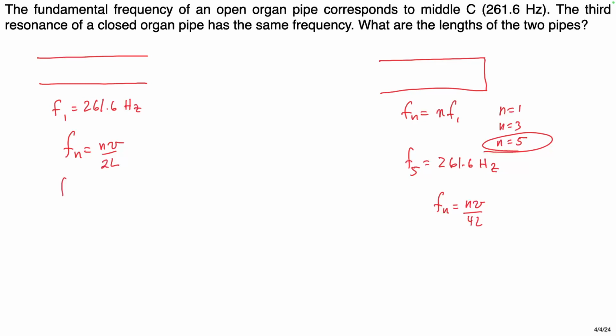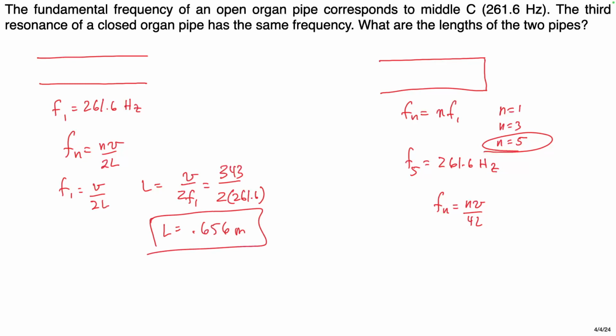Okay, well we know this is the fundamental. Do we know what V is? What's V? It's 343. This is a standing wave in air. Speed of sound in air. They don't tell me what that is, so I'm just going to assume it's 343. So that means I can solve for this length. It's going to be V over twice my frequency, so 343 over 2 times 261.6, giving me a length of the open pipe of 0.656 meters.